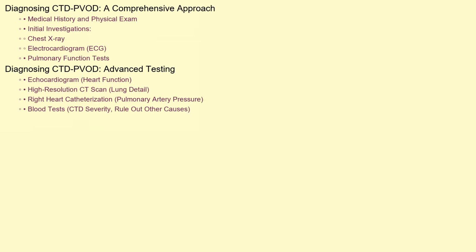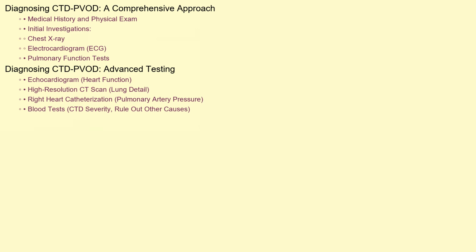Diagnosing CTD-POD requires a comprehensive approach. A doctor will start with a thorough medical history and physical examination, paying close attention to any underlying connective tissue disease. Further investigations usually include a chest X-ray, electrocardiogram or ECG, pulmonary function tests to assess lung capacity, and an echocardiogram to evaluate heart function. A high-resolution CT scan of the chest is often performed to visualize the lung tissue and blood vessels in detail. The gold standard for diagnosis is often a right heart catheterization, which directly measures the pressures in the pulmonary arteries and right side of the heart.